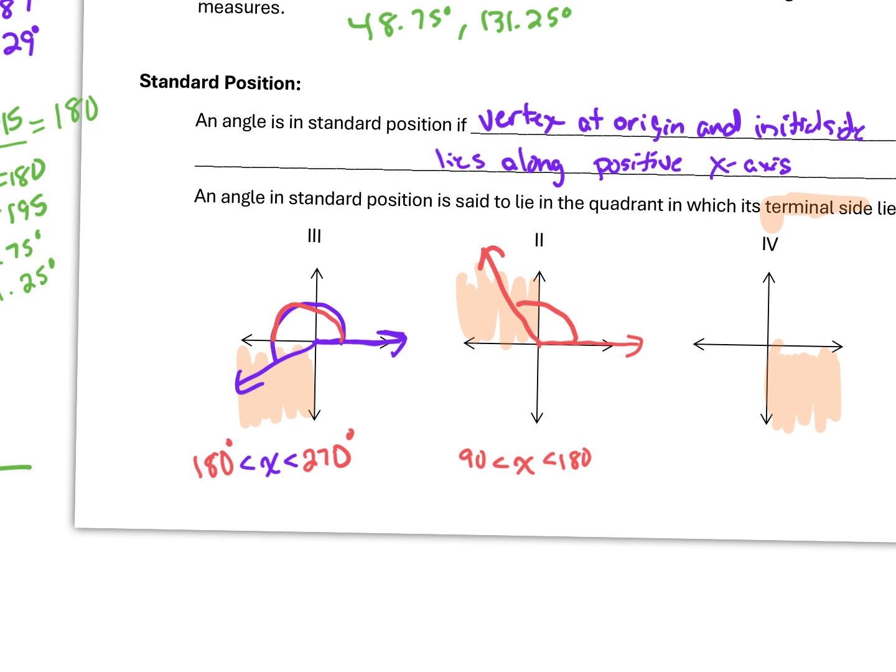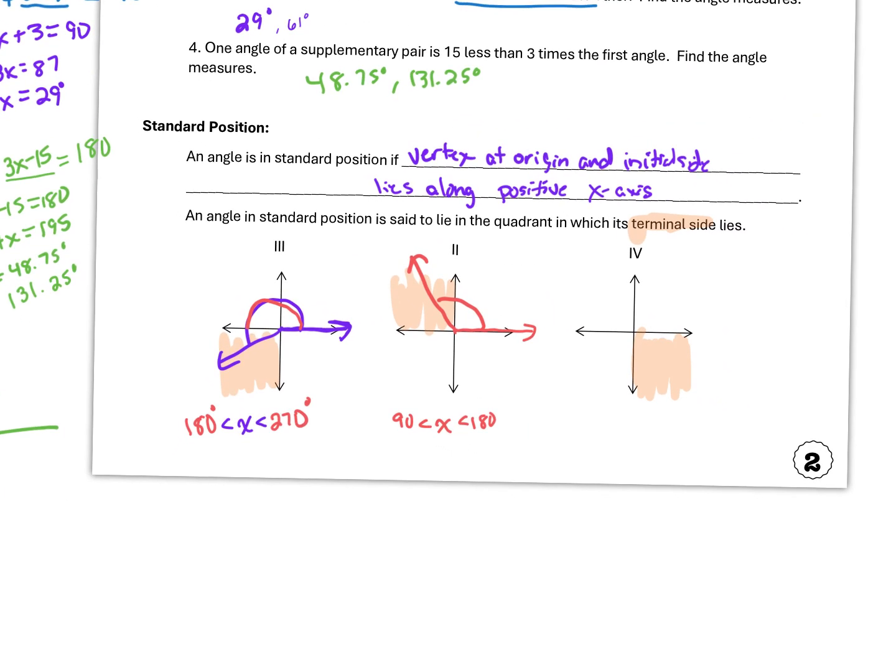Good question. If we're talking about a positive angle measure, we're rotating counterclockwise. If we're rotating clockwise, then it is a negative angle measure. So more often than not, you will see some negative angle measures, but most of what you're going to see will be positive angle measures.